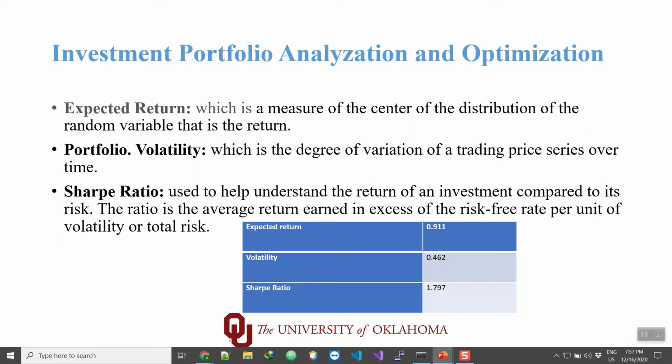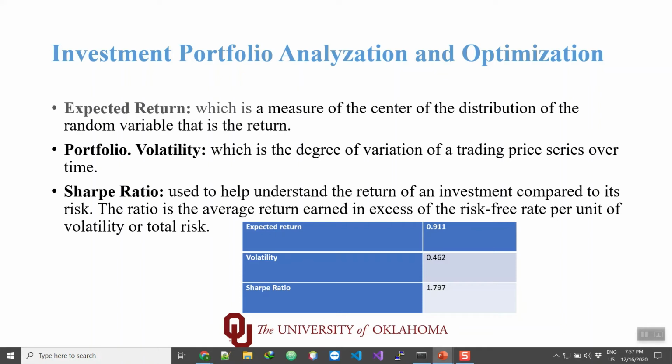The ratio is the average return earned in excess of the risk-free rate. By the way, the risk-free rate is given by the treasury bill, a federal treasury bill, that's monthly, 3 month based, 6 month based, or 2 year based, which I think for the last 3 months was like 0.08% or something.